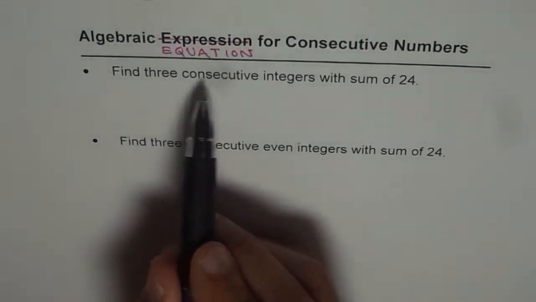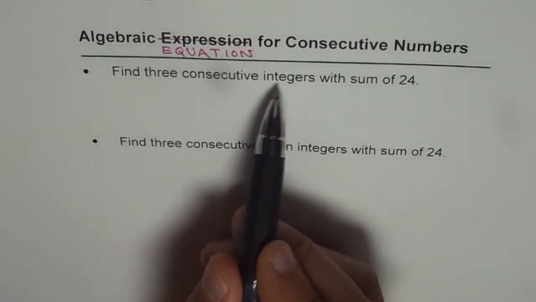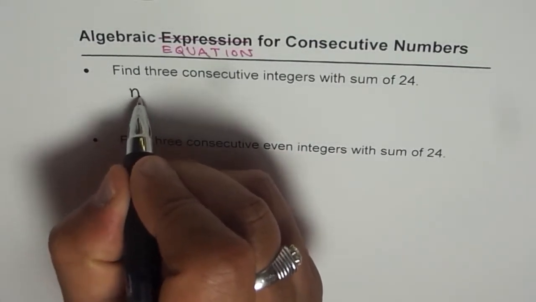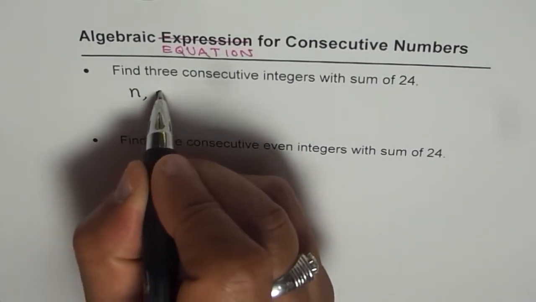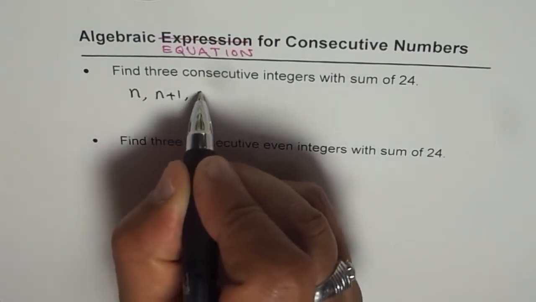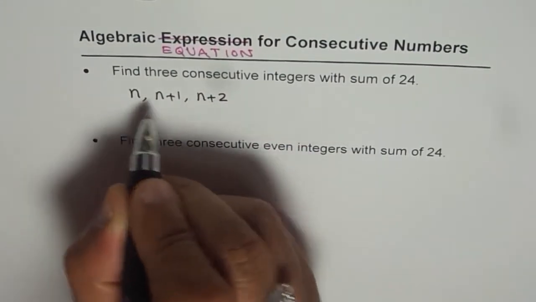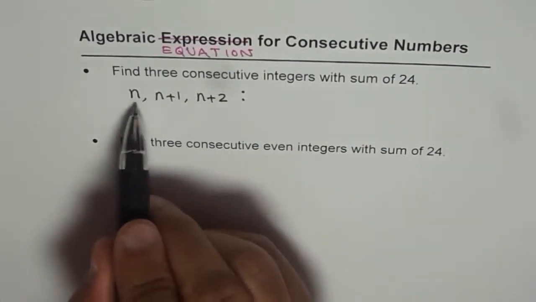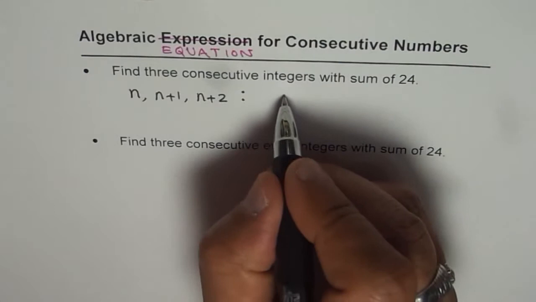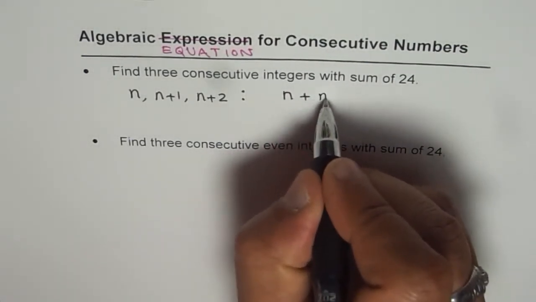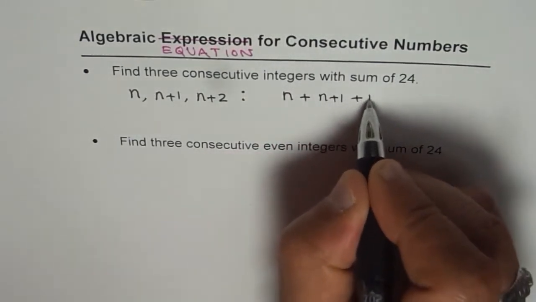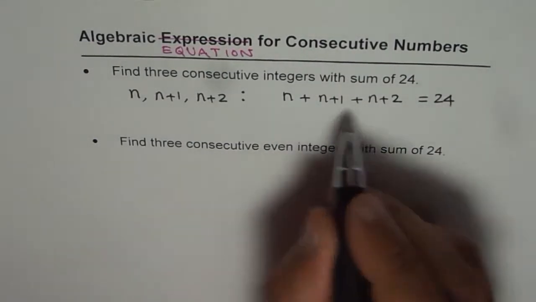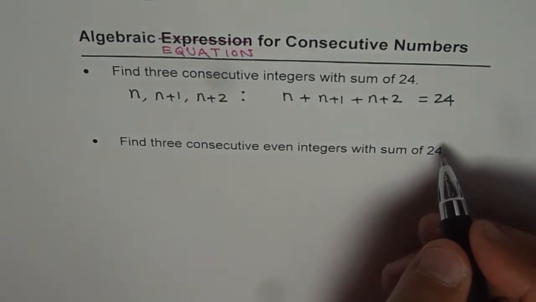So it says three consecutive integers. So that means let the integers be n, then the next will be n plus 1, and the next will be n plus 2, right? So these are the three integers. Now we can write down the equation. That is, the sum of these three is 24. That is n plus n plus 1 plus n plus 2 equals 24. What is n? So that is how you can understand the question.